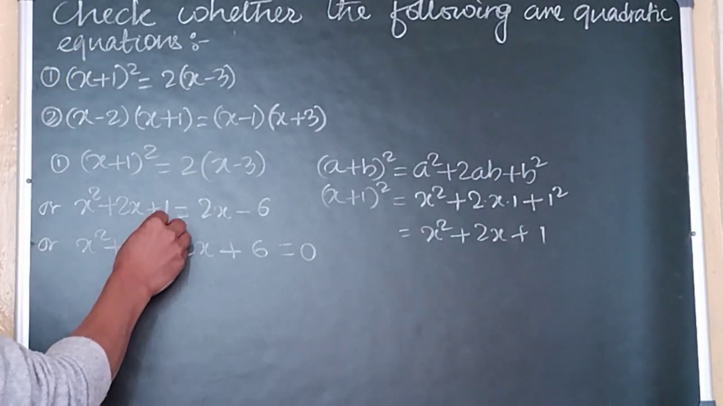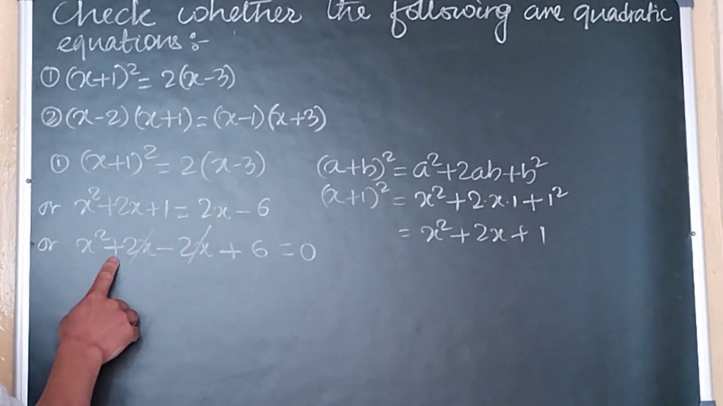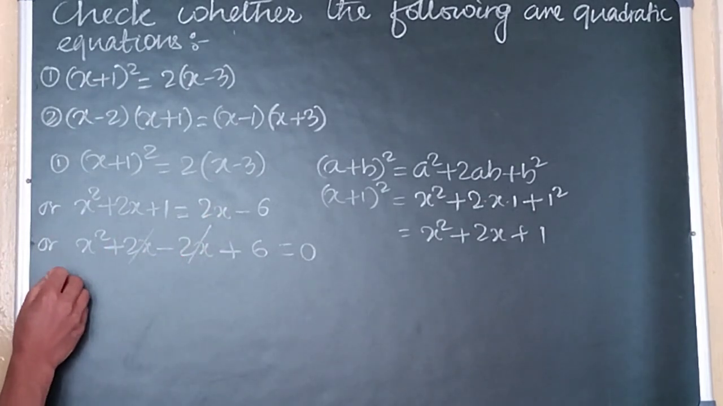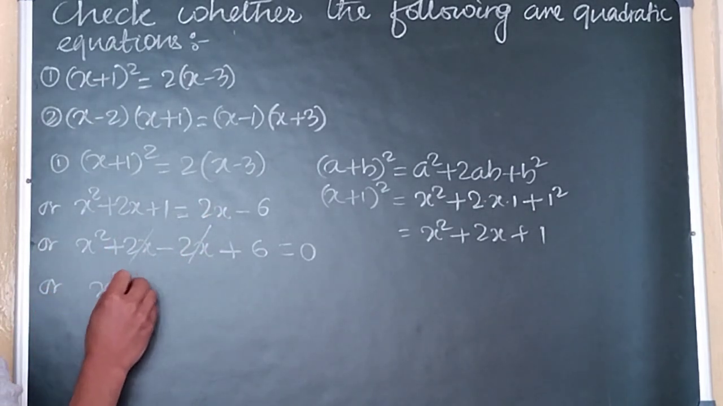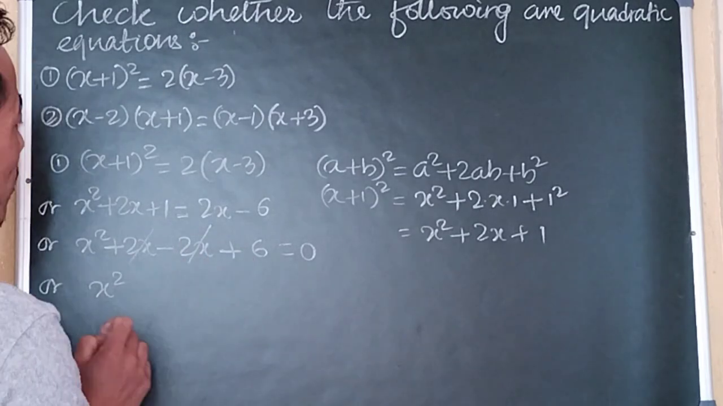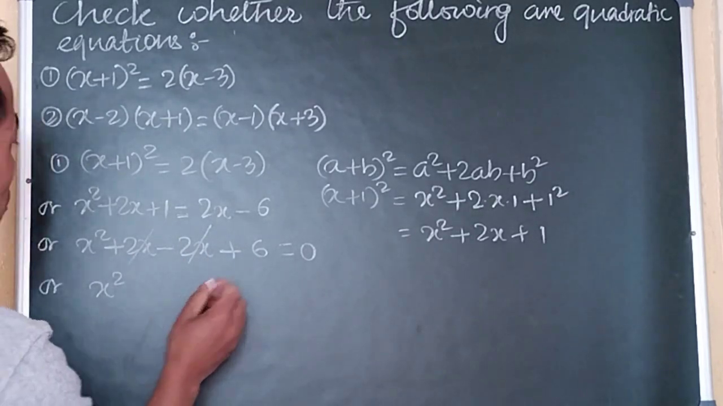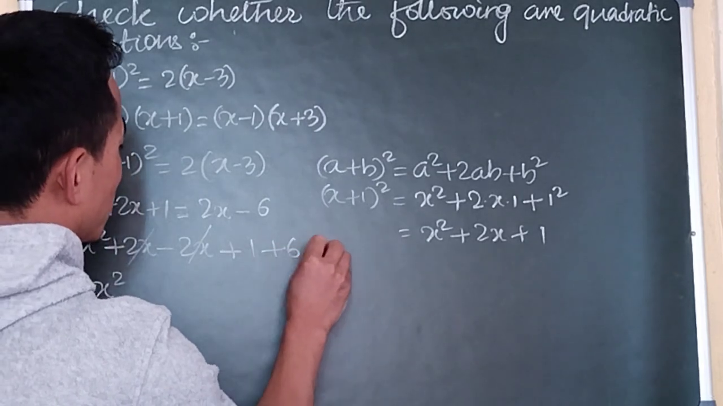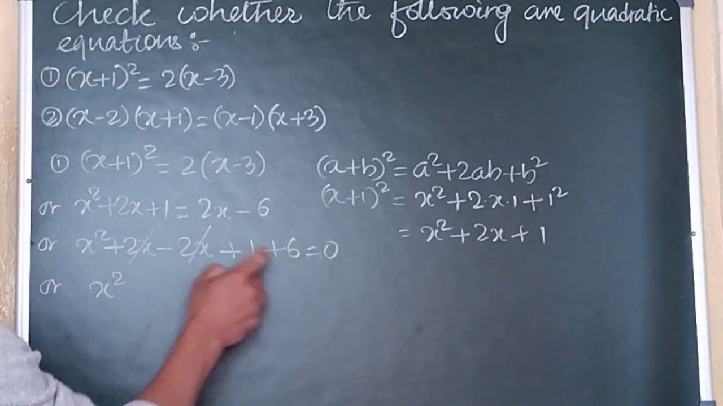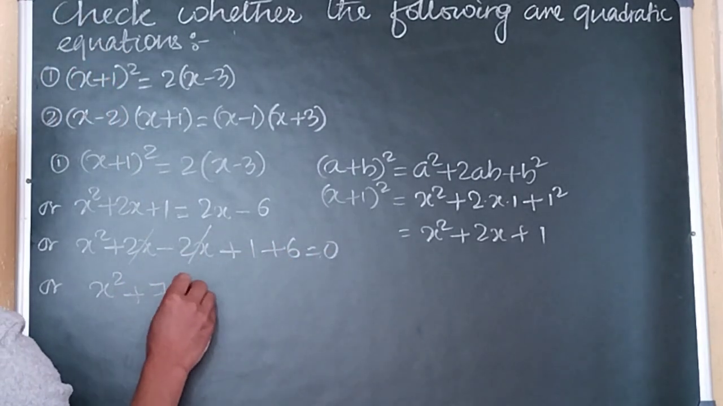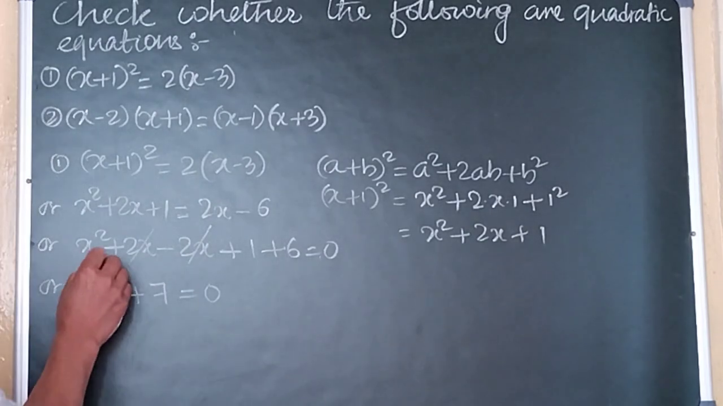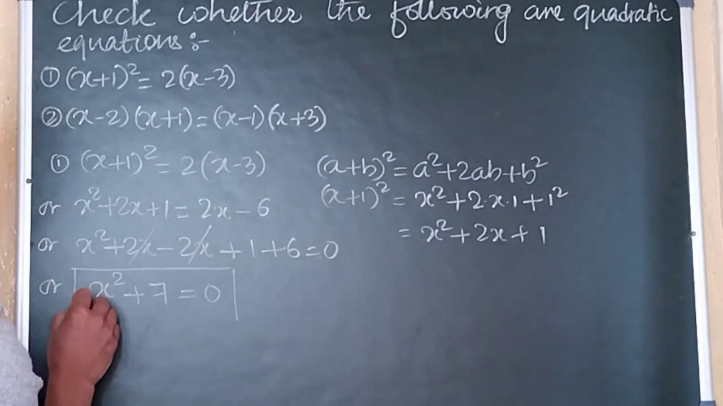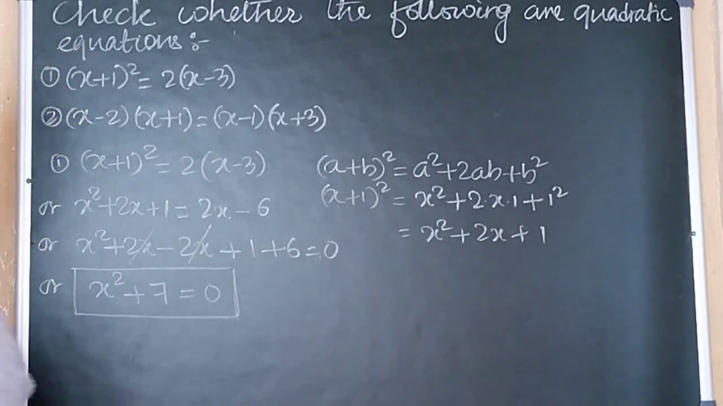Now, this 2x and 2x can be cancelled because one is plus, the other one is minus. So our equation can be written in the form of x squared, and this here, alright, this is 1 and this plus 6 here is equals to 0. So 1 plus 6 becomes plus 7 equals to 0. So the final equation, after we simplify, we get x squared plus 7 is equals to 0.